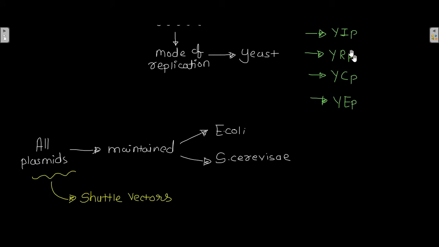All of these plasmids, YIP, YRP, YCP and YEP, can be maintained in E. coli as well as S. cerevisiae. They can be maintained in 2 different organisms, and that is the reason why these yeast plasmids are known as shuttle vectors. Why? Because they can be maintained in E. coli as well as in S. cerevisiae.